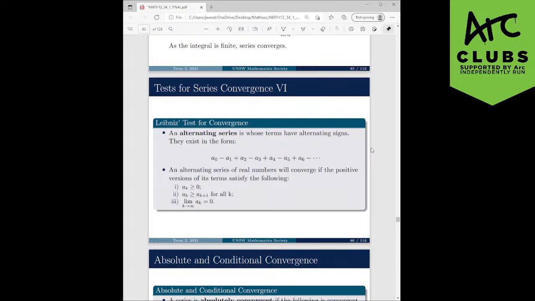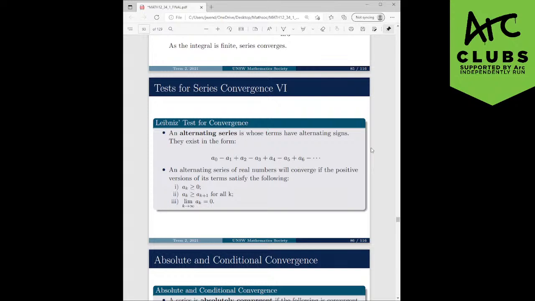If a_k is greater than or equal to 0, and a_k is greater than or equal to a_(k+1), which basically means the sequence is decreasing, and the limit of a_k as k goes to infinity is 0. All the a_k's here are the positive versions of the terms. So if this was 1, -2, 3, -4, you would be looking at 1, 2, 3, 4 for the a_k. But if you satisfy all three conditions here, you have convergence by the Leibniz test for convergence.